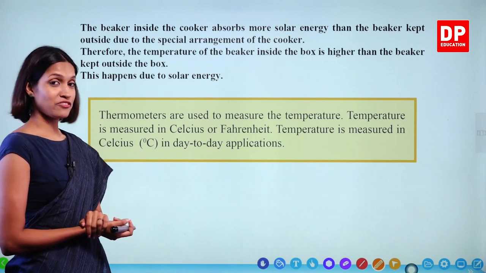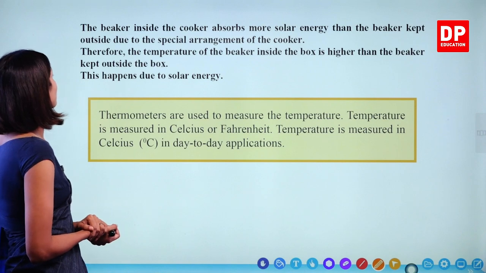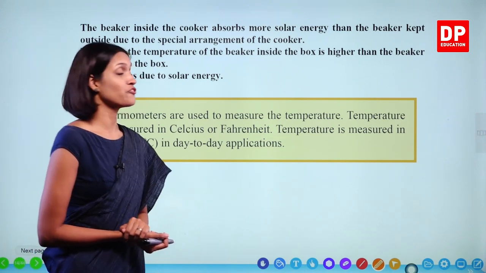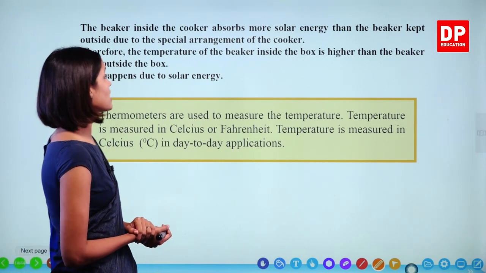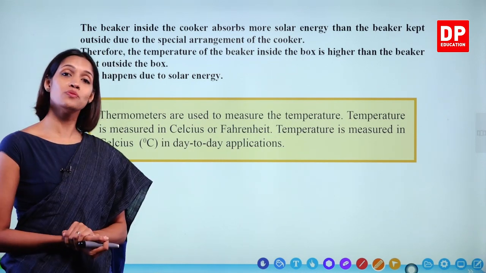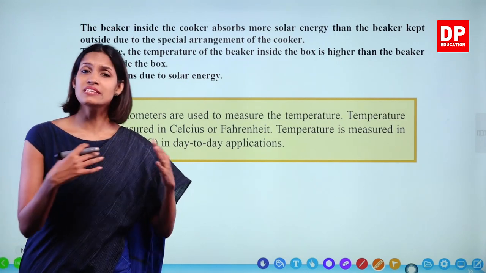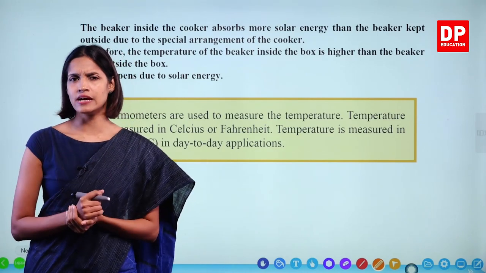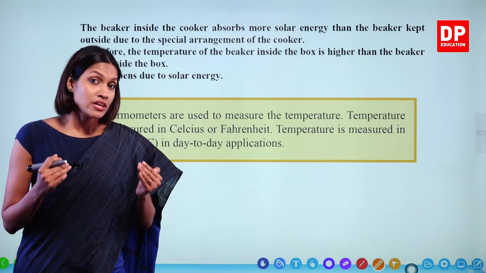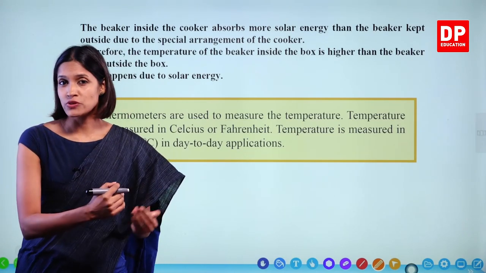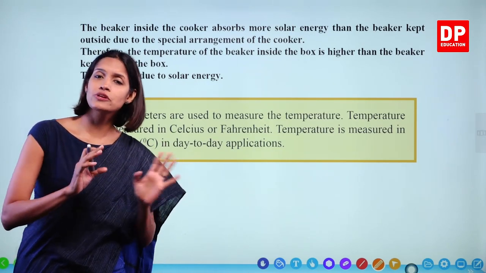So the same description given here, the beaker inside the cooker absorbs more solar energy than the beaker kept outside due to the special arrangement of the cooker, right? Therefore, the temperature of the beaker inside the box is higher than the beaker kept outside the box. So this happens due to solar energy. So if we kept this inside without keeping it outside under sunlight, will we be able to observe this difference? We would not. We observed this one because we kept it outside. And when you do this activity at home, children, you can do this at two different places.